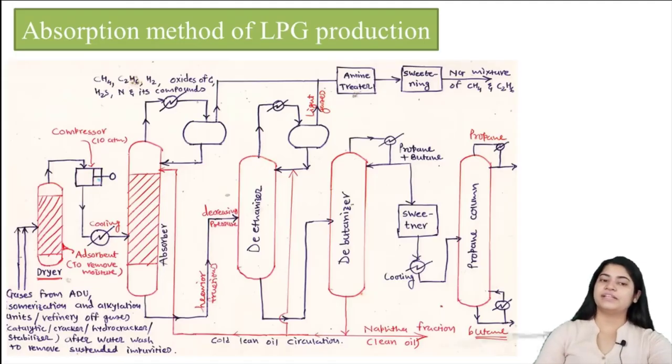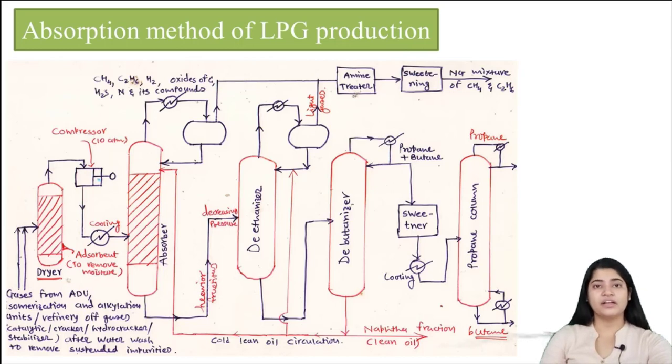So the next important topic here is the absorption method of LPG production. See, LPG you normally get from ADU also, but another method, the absorption and desorption method, is also important for LPG production. Starting with, gases from all other units like ADU, cracking units and other treatment units, where you get your LPG gases, propane and butane, mixed with certain other light fraction gases. These gases are first washed to remove suspended, physical impurities.